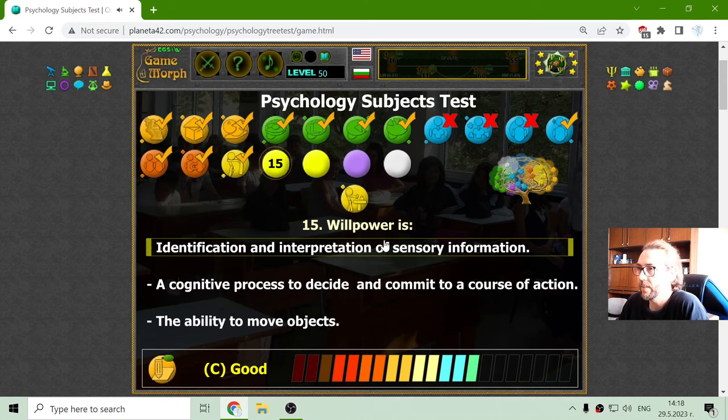Willpower is, well, beside willpower stats of my soldiers in UFO Aftermath by Altair Games.